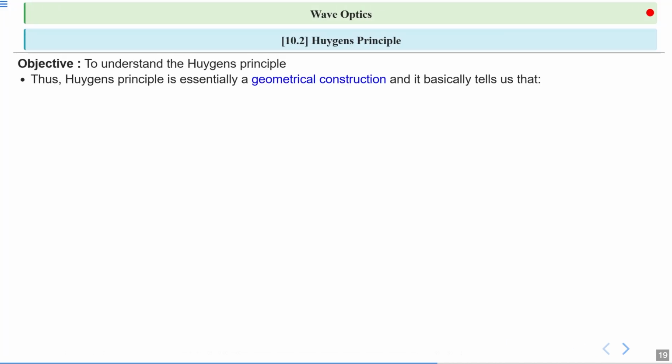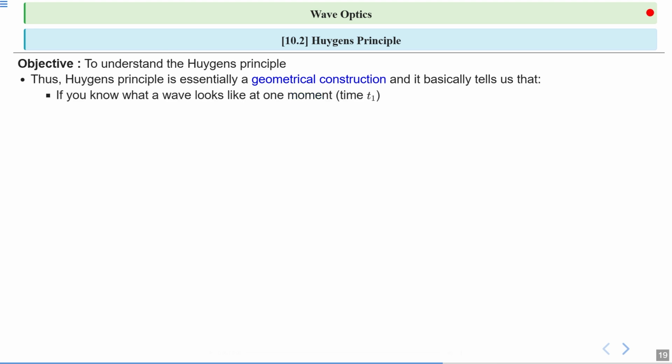So let's delve into what Huygens principle is all about. It's essentially a geometrical construction that allows us to understand wave behavior. The key idea here is that if we know the shape of a wave at one moment in time, we can use this principle to predict its future shape.